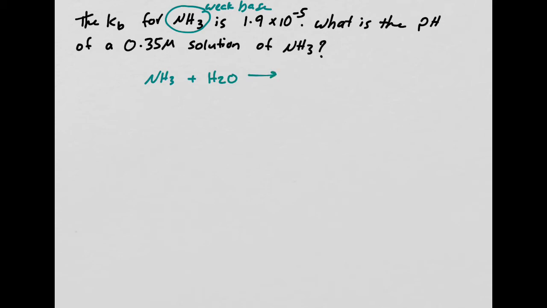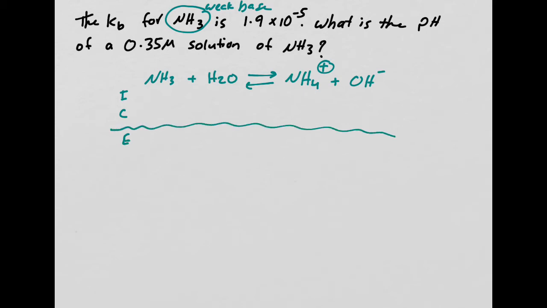I'm going to set up the hydrolysis. I'm going to set up the equilibrium. Remember, a base will get a hydrogen. So the ammonia is going to get the hydrogen, which means the water is going to act like an acid and is going to lose a hydrogen. The base gets a hydrogen. The acid loses a hydrogen. I'm going to do an ice table because I have a weak base.